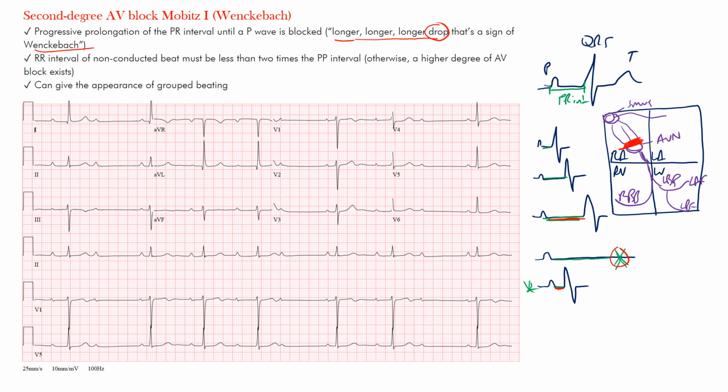But eventually, because there was so much time during this period, okay, it's ready for the next beat, and that's why it goes back to that short PR interval. Now, what causes this? You can have an increase in vagal tone, so athletes may see this, or an inferior MI. So remember, the RCA, the right coronary artery, tends to supply the inferior portion of the heart, and the RCA also tends to supply that AV node, okay? So sometimes if you damage that or have an occlusion there, this may result in it.